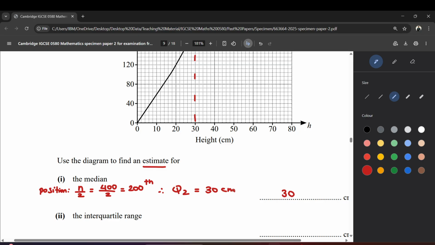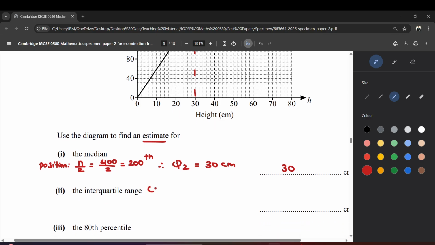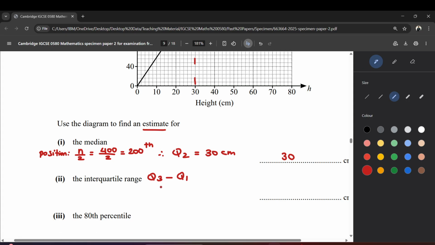Okay. The next one is the interquartile range. Interquartile range is the difference between the upper quartile minus the lower quartile. So upper quartile is represented by Q3 and lower quartile is represented by Q1. Even if you're not familiar with this notation, there's no problem. It's not that you are definitely required to use this notation. You can also write upper quartile minus lower quartile. That's also perfectly fine.